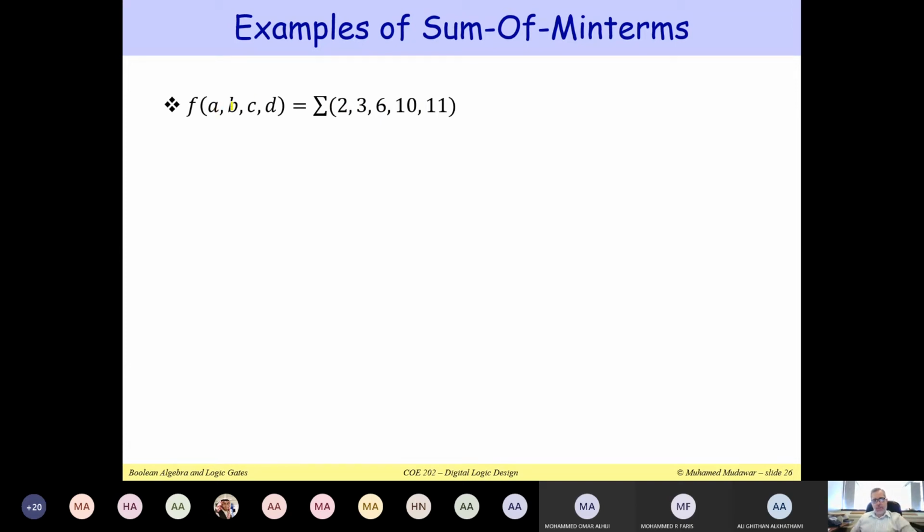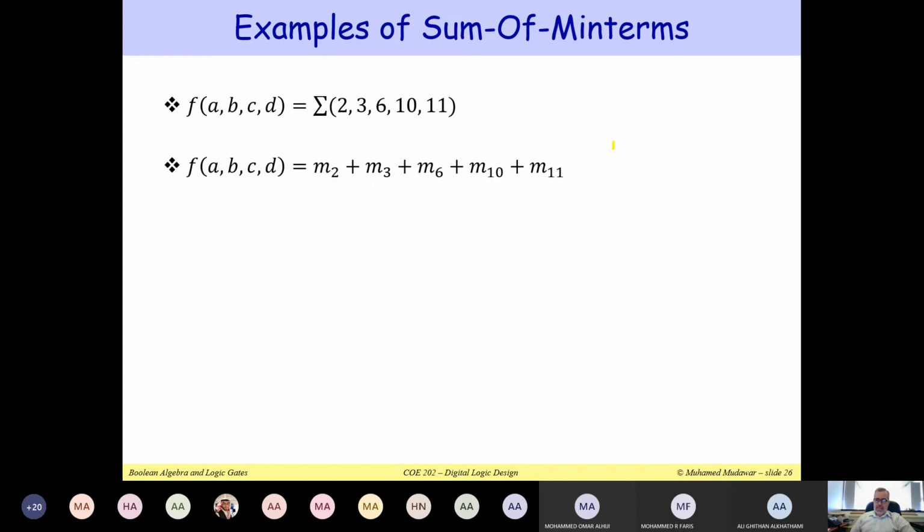Now, notice that if I have a function of 4 variables, you can have 16 entries, which are indexed from 0 to 15 in the truth table. But only for the entries at index 2, 3, 6, 10, and 11, only for these 5 entries, the value of the function is equal to 1. It is 0 everywhere except for these 5 entries. This is, by definition, the function f. So I can draw a truth table. I can show all the 16 entries in the truth table, and I can show that the value of the function is equal to 1 only for index 2, 3, 6, 10, and 11.